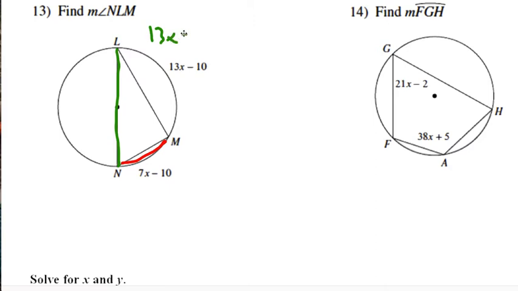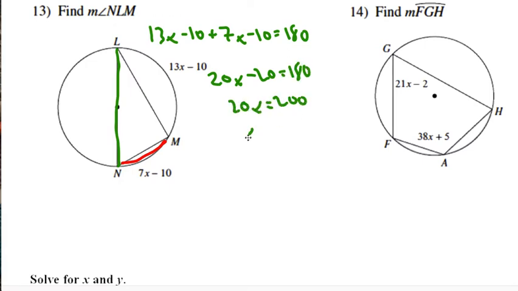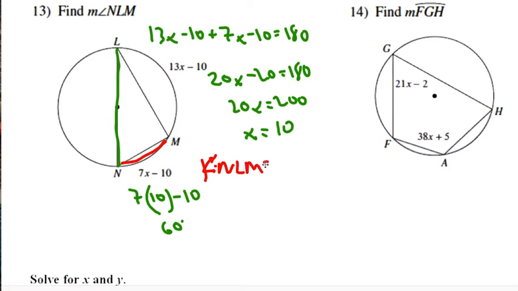So I know that 13x minus 10 plus 7x minus 10 has got to equal 180, which means 20x minus 20 equals 180, or 20x equals 200. So x equals, drum roll or not, 10. If this is 10, 7 times 10 minus 10 is equal to 70 minus 10, or 60 degrees. If this arc is 60 degrees, that makes angle NLM half of that, or angle NLM is equal to 30 degrees.